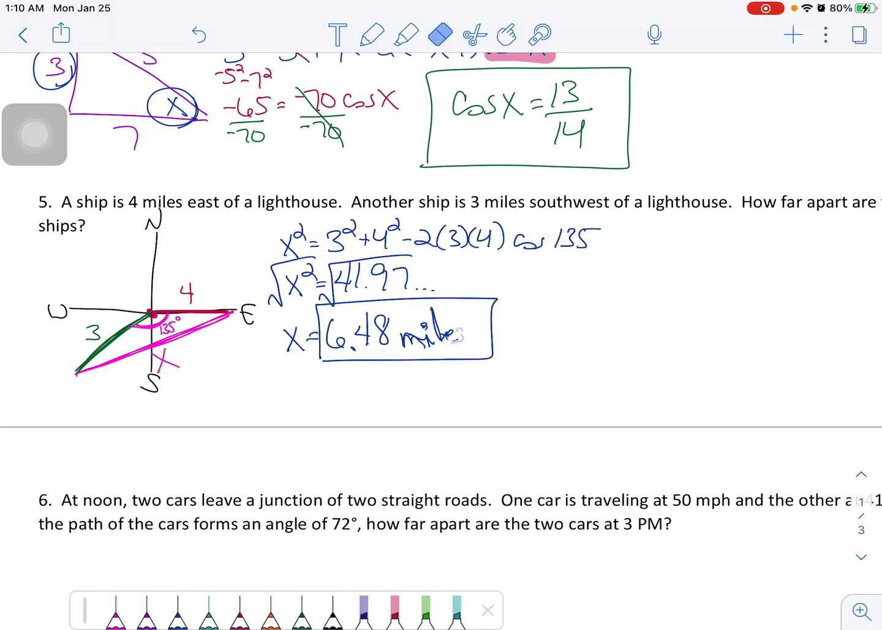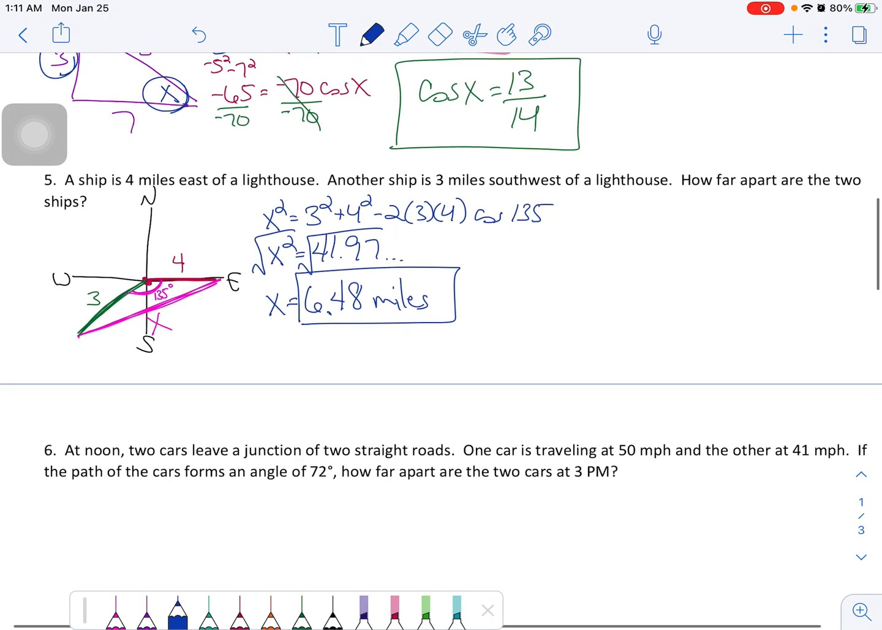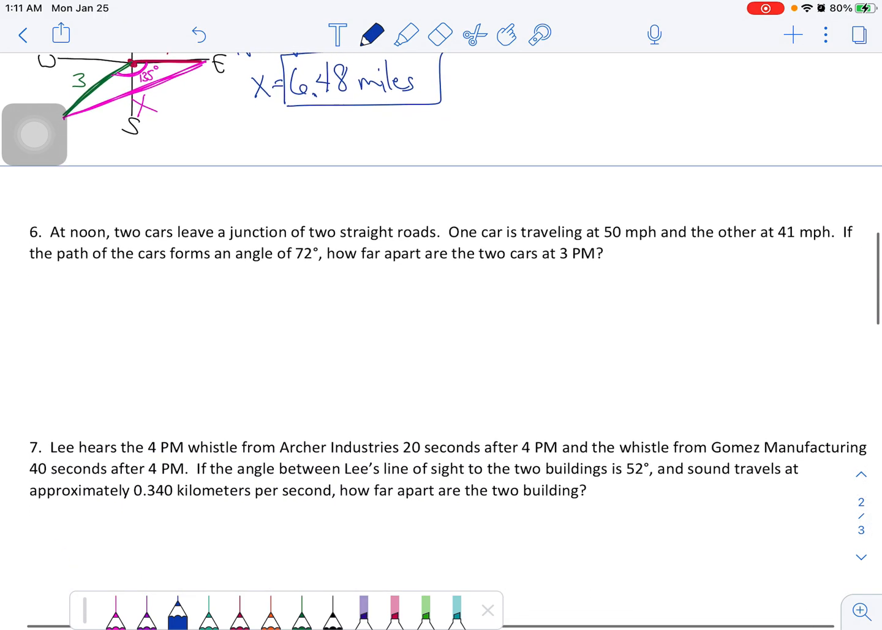I'm going to rewrite the word miles here because I think I've tried writing it 4 different times and it's just having issues. Much better. All right. So that's problem number 5.